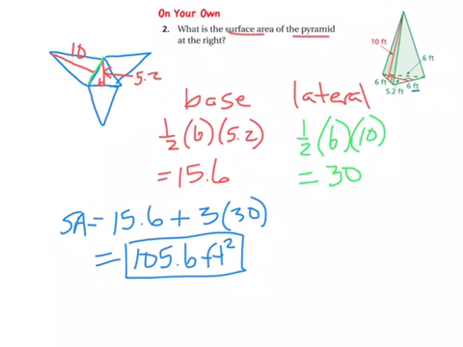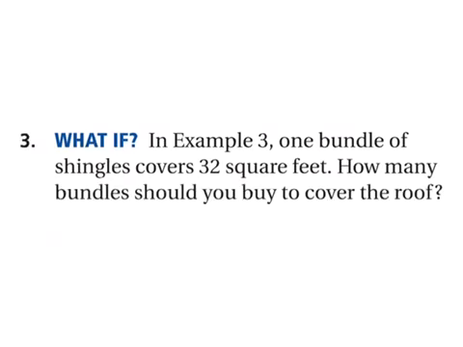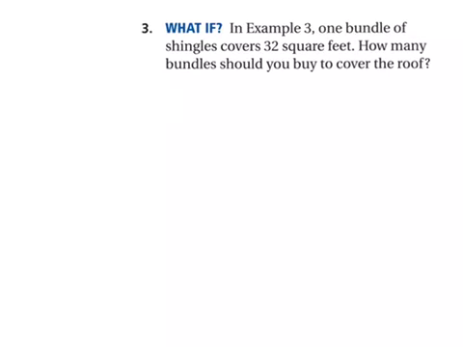All right, let's look at on your own number 3. Let's go back. What if, in example 3, one bundle of shingles covers 32 square feet? How many bundles should you buy to cover the roof? Well, now they're telling me the shingle covers 32. So now I have 540 feet I need to cover, and each bundle covers 32. So I'm going to divide this by 32.